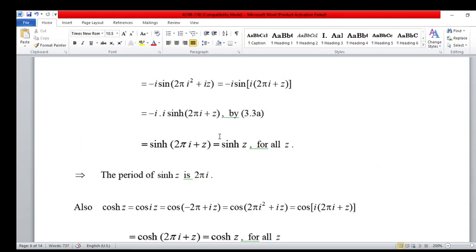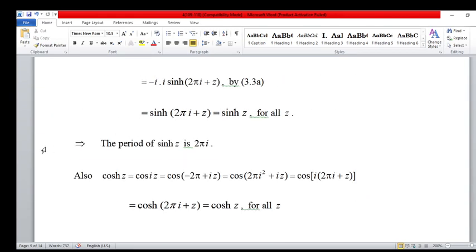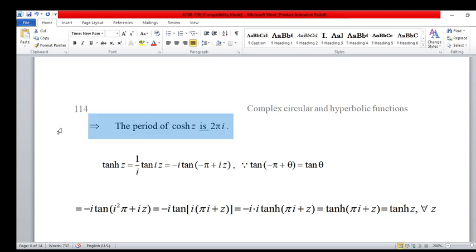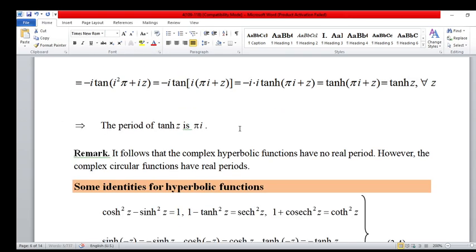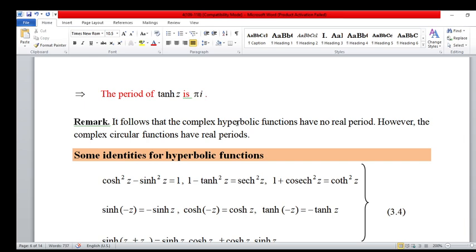Here we have three results. First, the period of sin hyperbolic z is 2 pi i. The period of cos hyperbolic z is 2 pi i, and the period of tan hyperbolic z is pi i. So again we have three periods for hyperbolic functions.